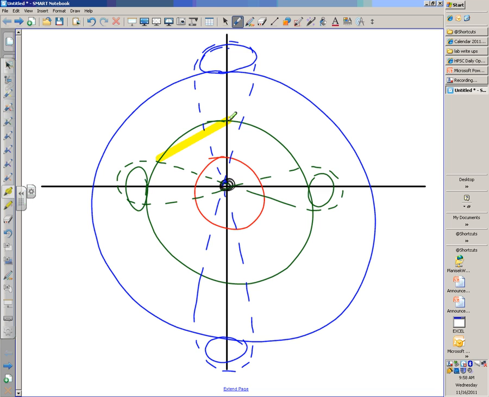This being the 2S level, and this being the 2P level. Because, Allison, what shape is it?